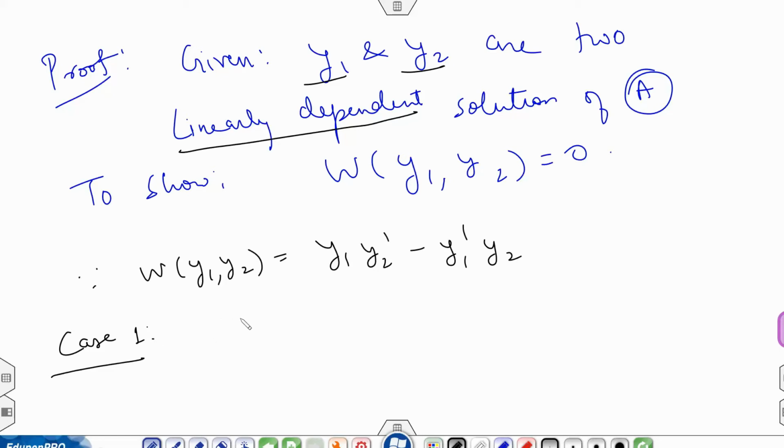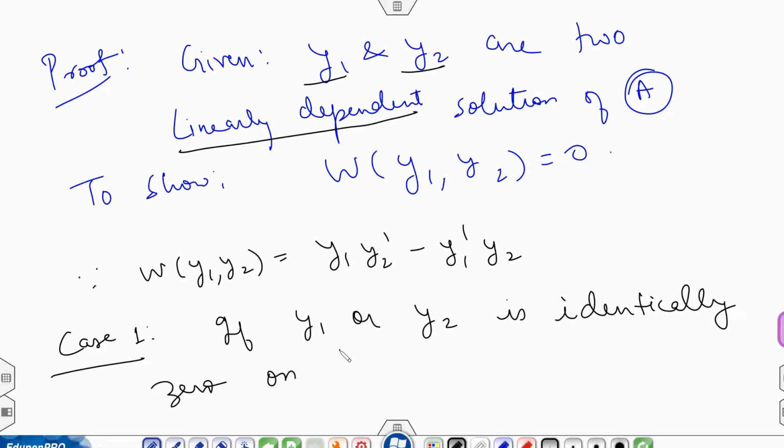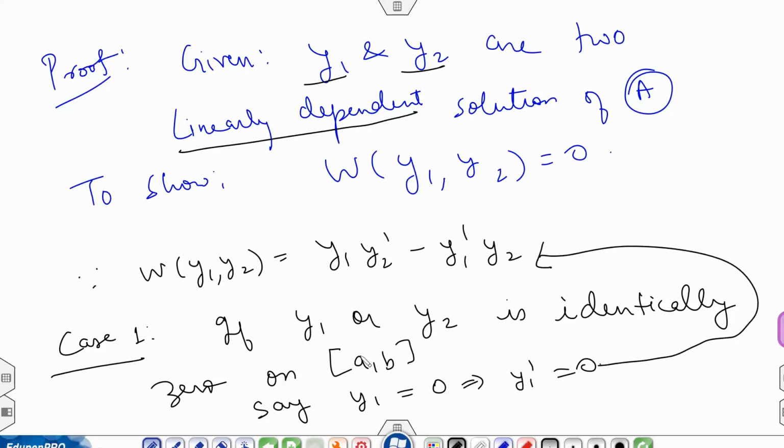So case 1: if y1 or y2 is identically 0 on [a, b], say y1 equal to 0. Since y1 and y2 are linearly dependent, this also implies that y1 dash is equal to 0. If you put y1 as 0 and y1 dash as 0 over here, you can see that the Wronskian comes out to be 0.